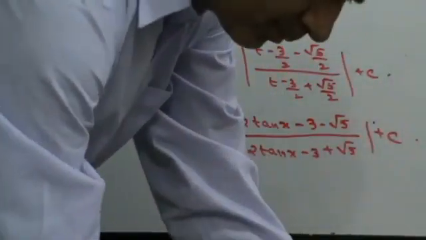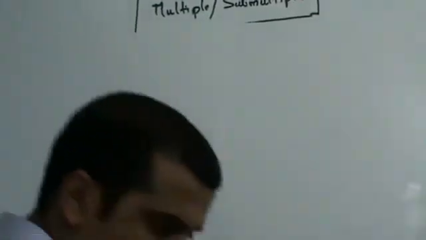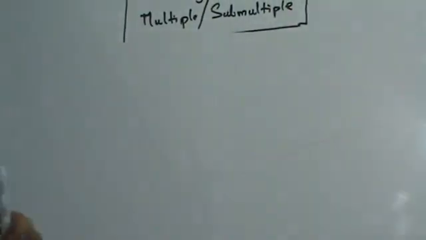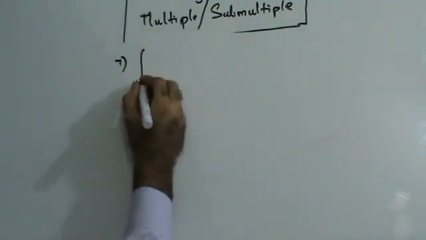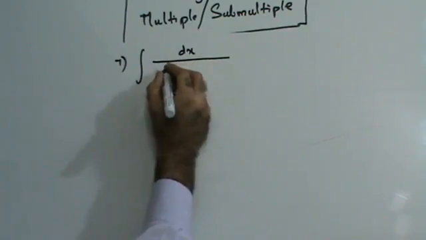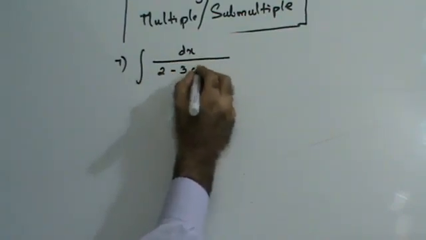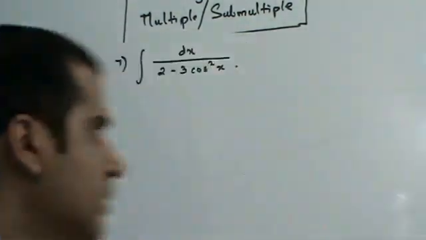Let's see the next one, guys. Last sum to finish this chapter. Integral of dx upon 2 minus 3 cos square x. Right? Now let's see this.